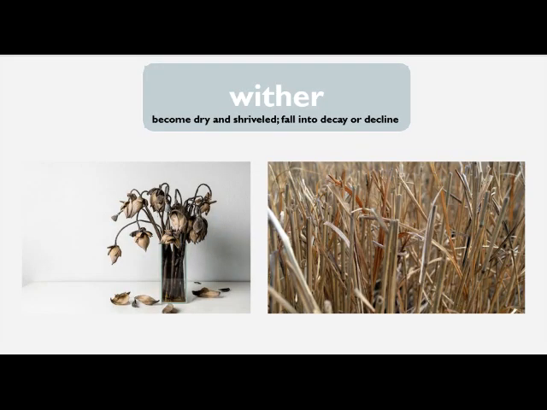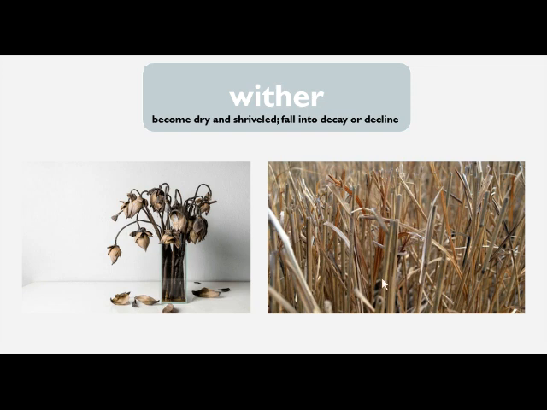Our last vocabulary word is wither. Wither means to become dry and shriveled or fall into decay or decline. So if you look at these roses, they're laying down, right? They're not straight up anymore. Their petals are falling. They look very dried. So we would say this plant is withering.